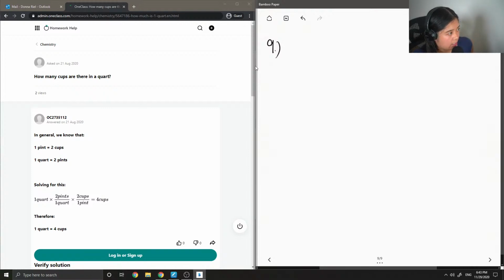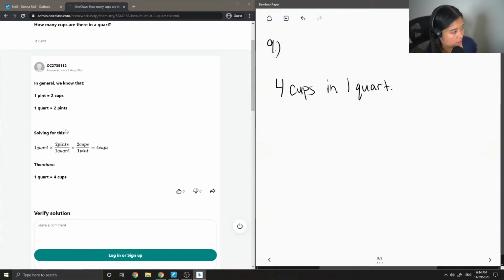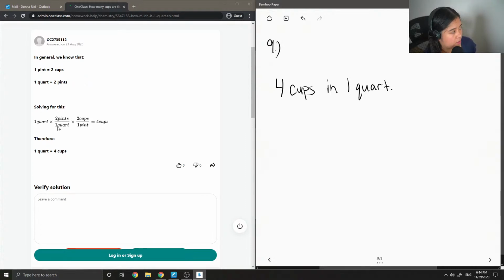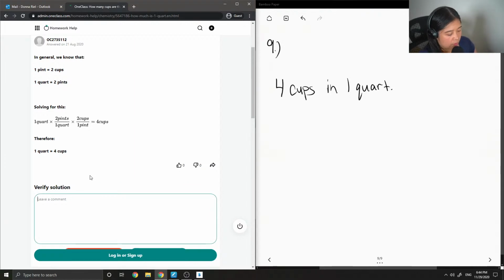Question 9 just asks, how many cups are there in a quart? Well, there are 4 cups in 1 quart. Okay, so the junior tutor said, in general, we know that 1 pint is equal to 2 cups, and 1 quart is equal to 2 pints. Solving for this, 1 quart times 2 pints over 1 quart times 2 cups over 1 pint is equal to 4 cups. Therefore, 1 quart is equal to 4 cups. Yep. So this solution is correct.